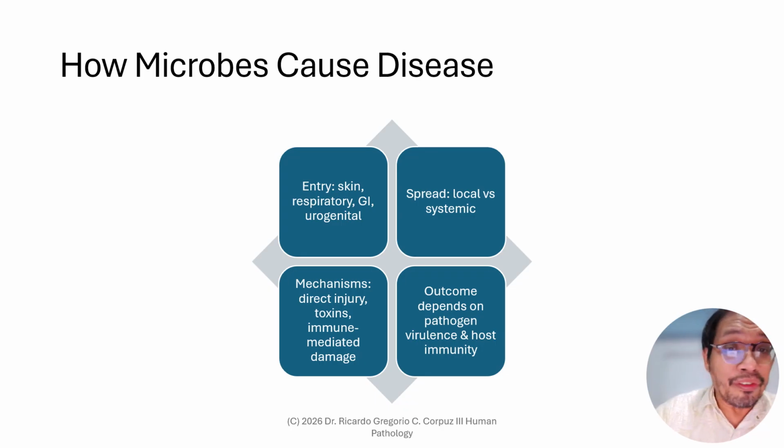The outcome: virulence versus host immunity. The final clinical picture depends on the balance between pathogen virulence, toxins, invasiveness, immune evasion strategies, and host immunity, age, genetics, comorbidities, vaccination status, and immunosuppression. The same pathogen can cause mild disease in one patient and life-threatening illness in another, depending on this balance.